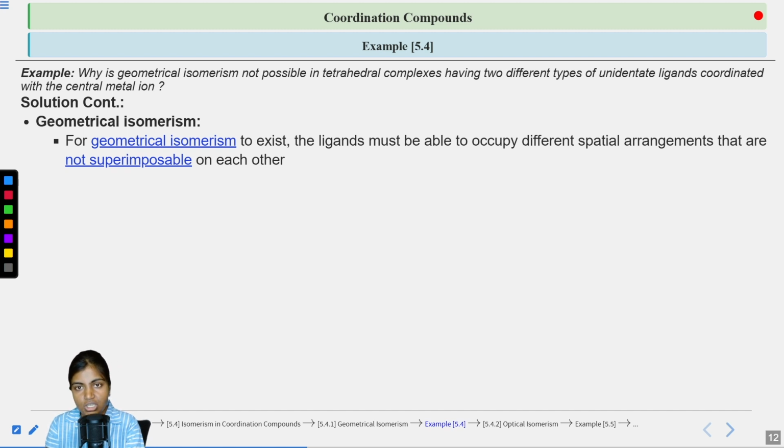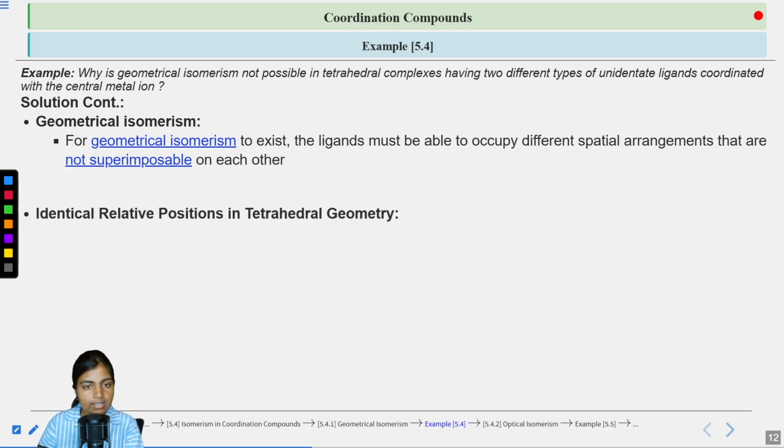And also, if you change the spatial arrangement of the ligands around the central metal and you get a new structure, those two structures should not be superimposable on each other. That you should also consider for the complex to show geometrical isomerism. Now, in the tetrahedral geometry, the relative positions are identical.